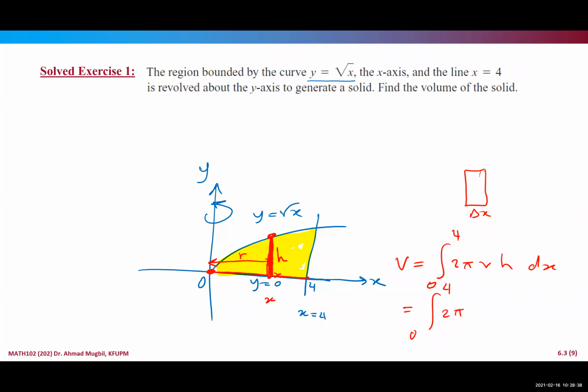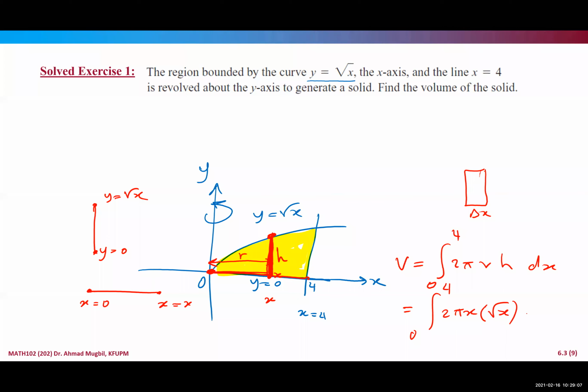2π, what is r, Shabab? What is the distance from here to here? What is x here? x here is a variable, it is x, and here it is 0. So it is x minus 0, it is x. Now, what is h? h is the length of this line. What is y here? y here is square root of x, and it is always the upper curve, and this is y equals 0, and it is always the lower curve. So it is square root of x minus 0, it is square root of x dx. And this is not a difficult integral to evaluate, Shabab. Very easy.